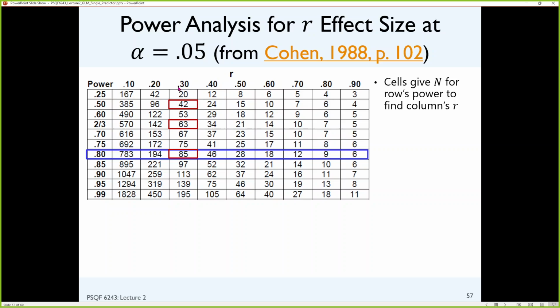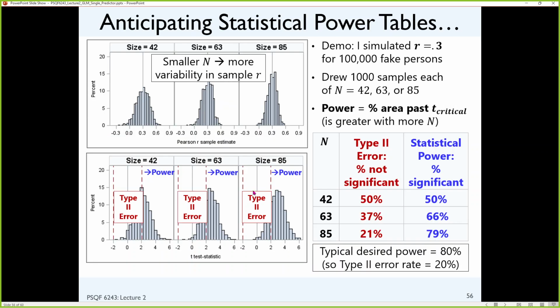If my true R is 0.3, and I have a sample of 42 people, I'm only going to reject the null hypothesis that R is not 0, 50% of the time. 63 people predicted to be 2/3 of the time. 85 people predicted to be 80% of the time. And damn if it didn't work. Like, it works. The maths. That's so nice to see.